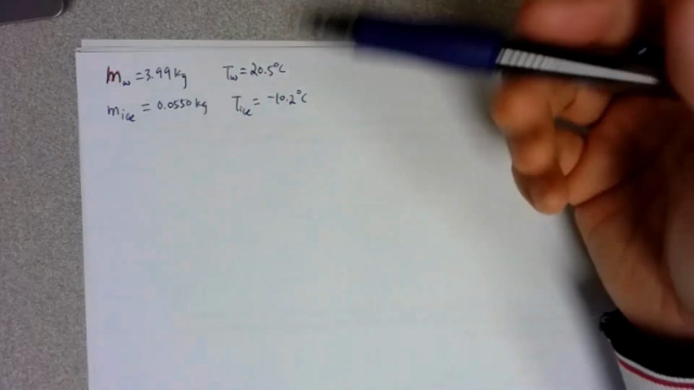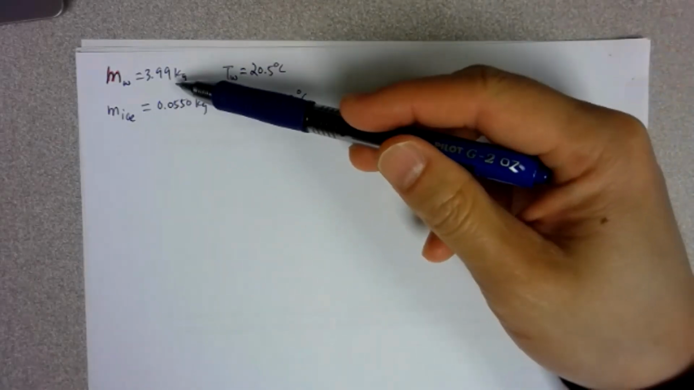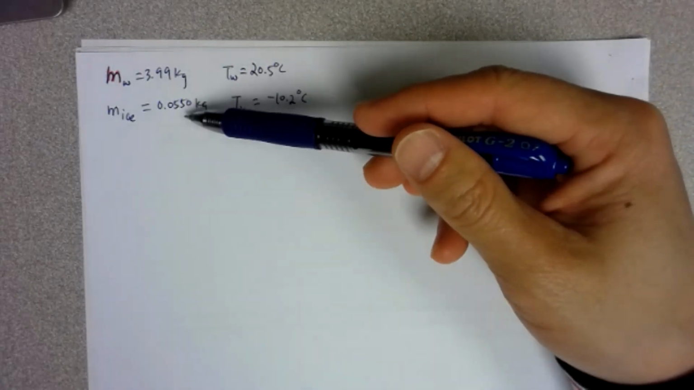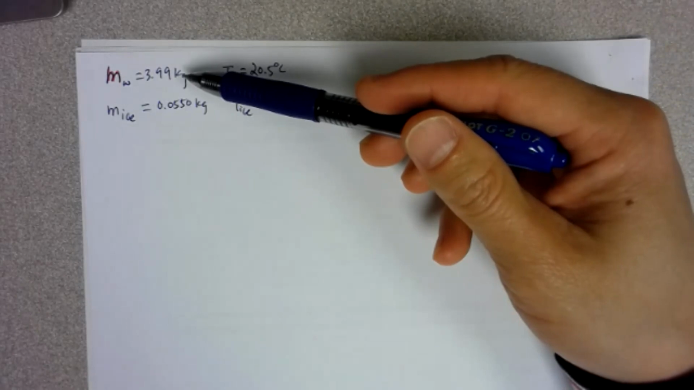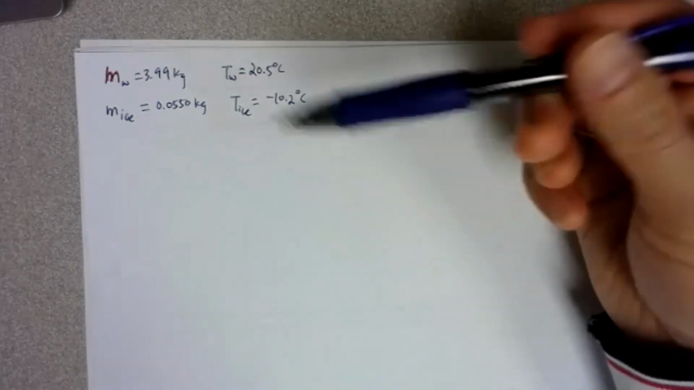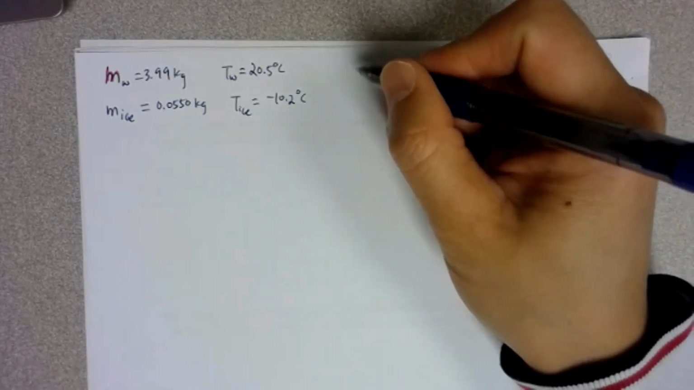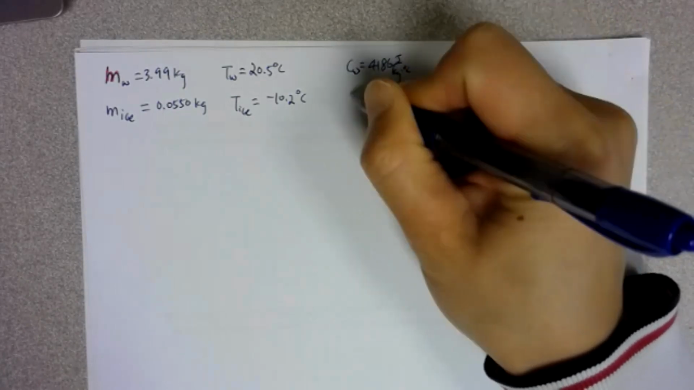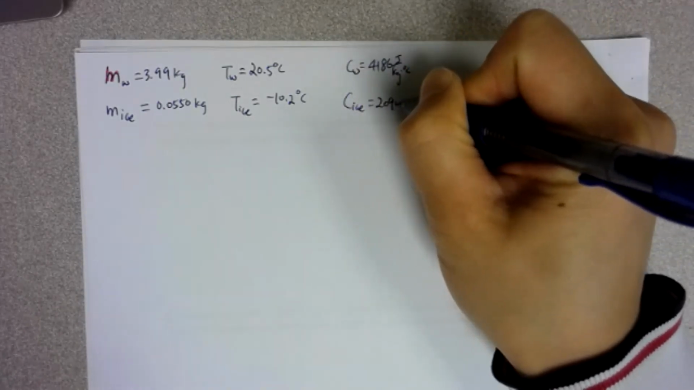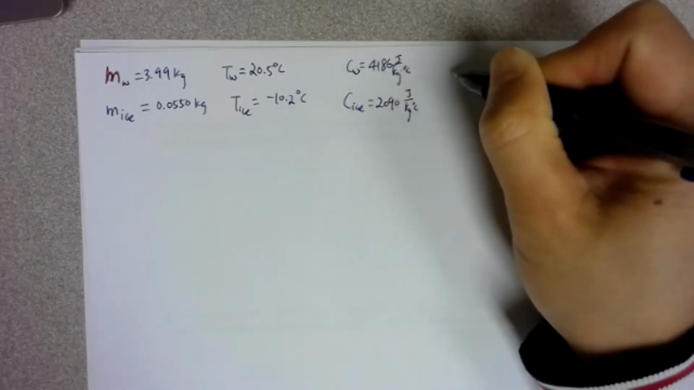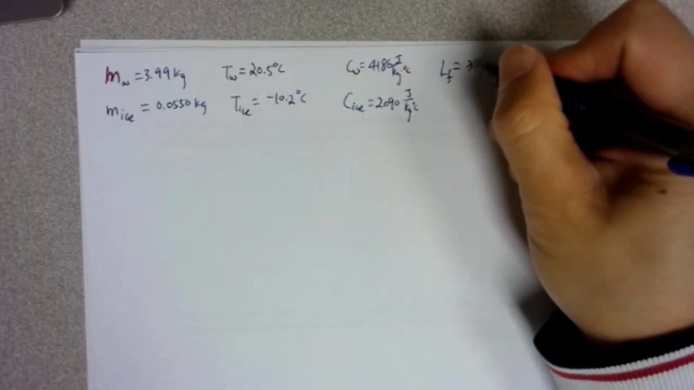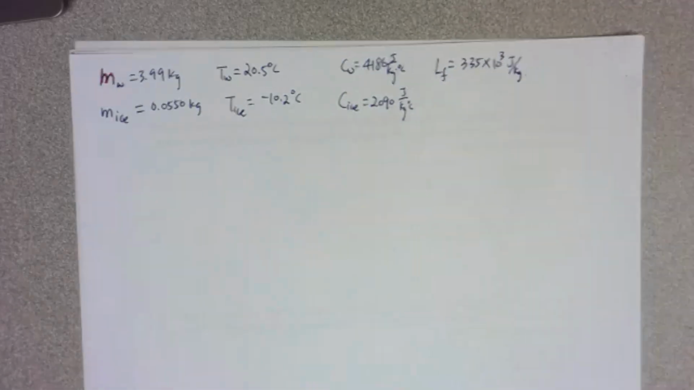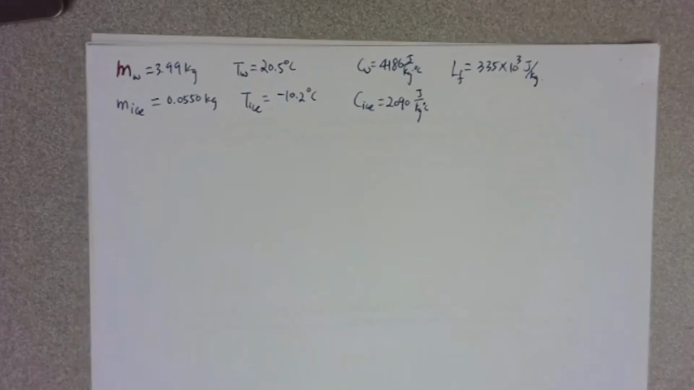Okay, so it looks like in this case the ice amount is much smaller than the water, right? So we probably could expect that the ice will fully melt, and then brings the temperature of water down a little bit. C of water 4186, C of ice 2090, and latent heat of fusion 335 times 10 to the third joules over kilogram. Okay, so those are the numbers.